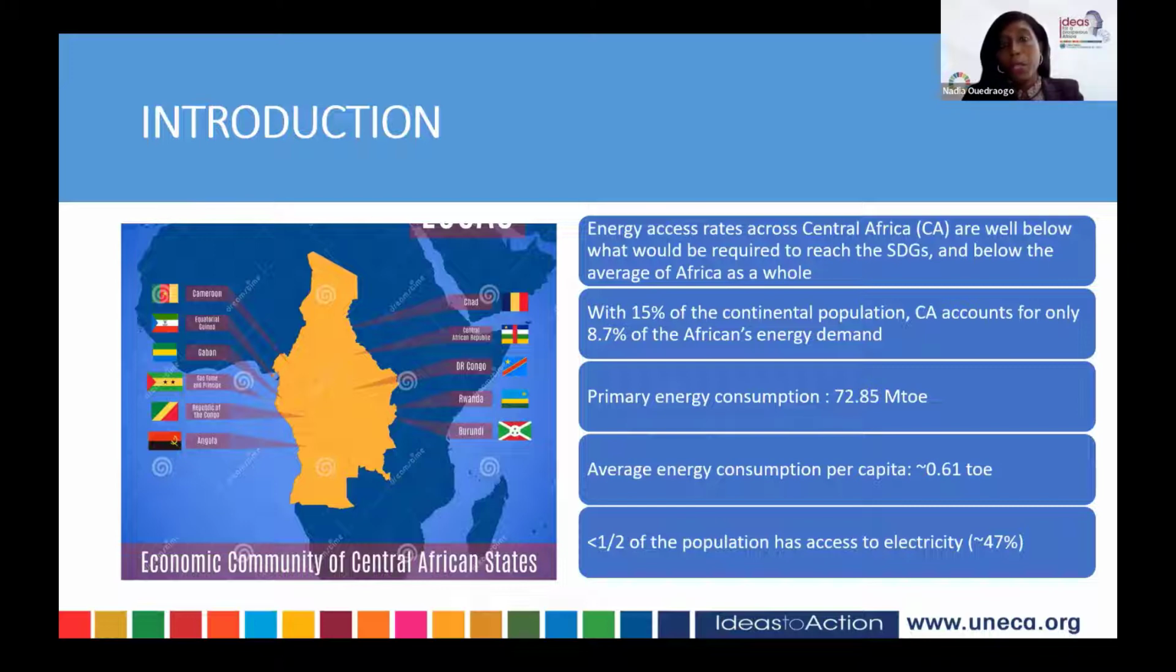But even so, the population has little access to energy in general, and to electricity in particular. For instance, with 11% of the continental population, they are only consuming 8% of the total African energy. Primary energy consumption is very low, and the average energy consumption per capita as well. Even though average energy consumption per capita in Africa is low, in Central Africa it is even lower. It's less than 0.7 ton of oil equivalent. Less than half of the population has access to electricity, or about 45%.